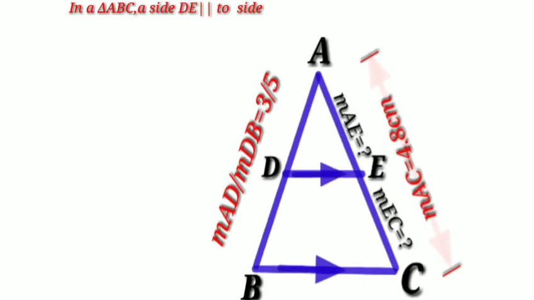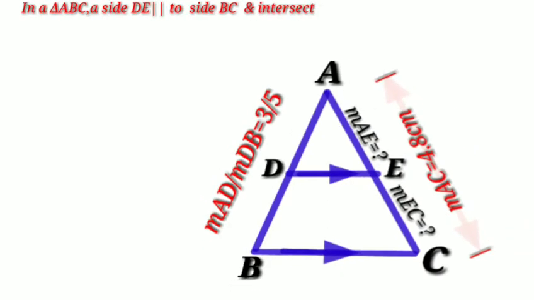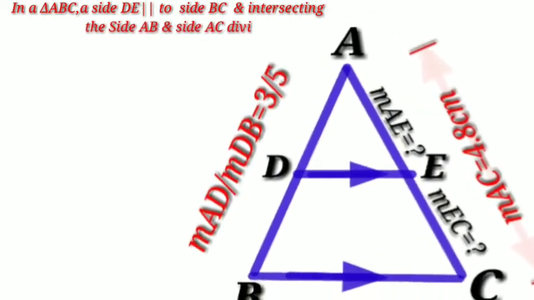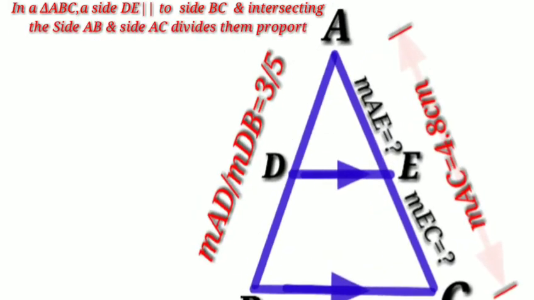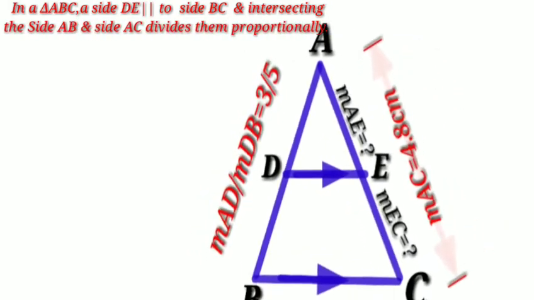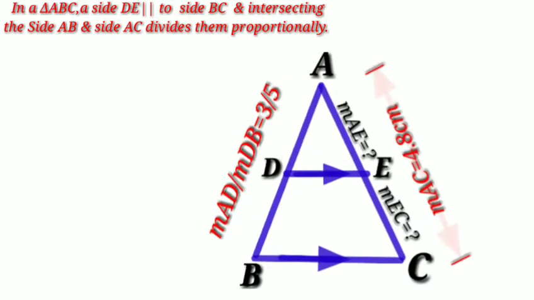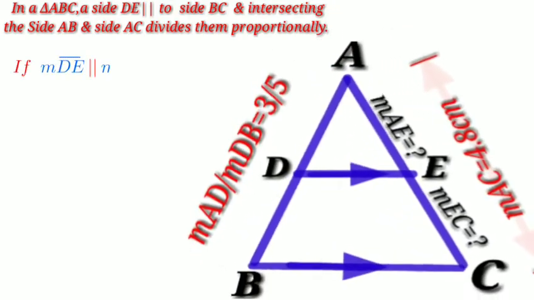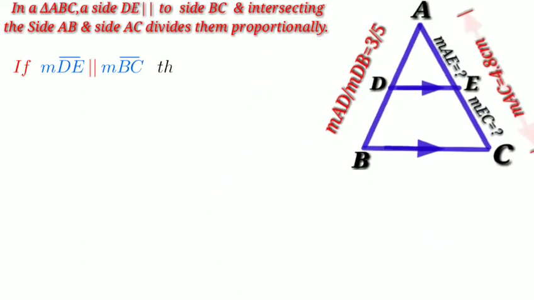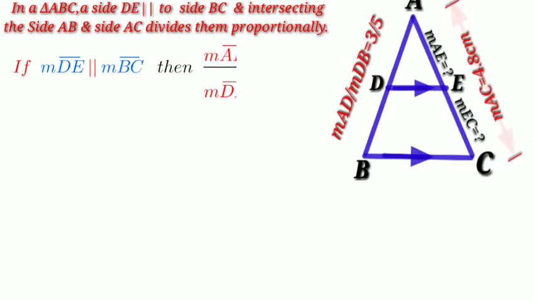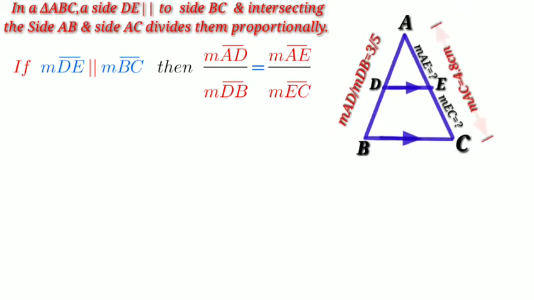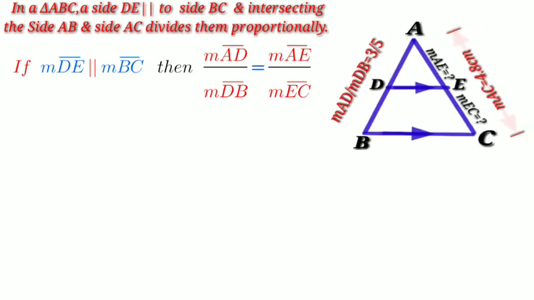In a triangle ABC, a side DE parallel to the side BC and intersecting the side AB and side AC divides them proportionally. So its equation becomes, if side DE parallel to the side BC, then side AD ratio side DB is equal to side AE ratio side EC.